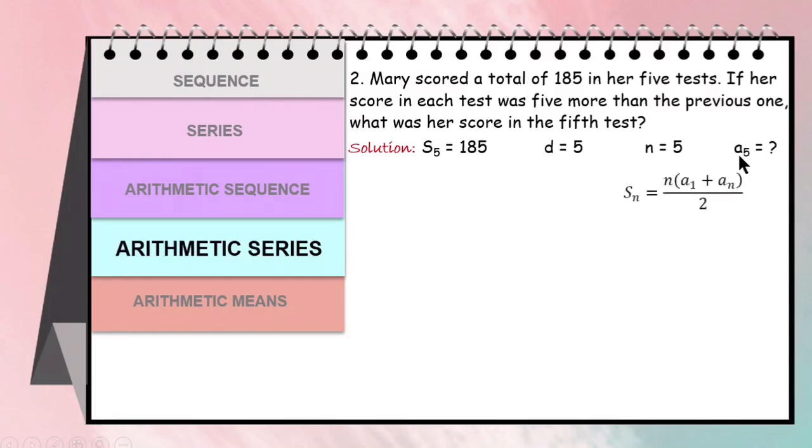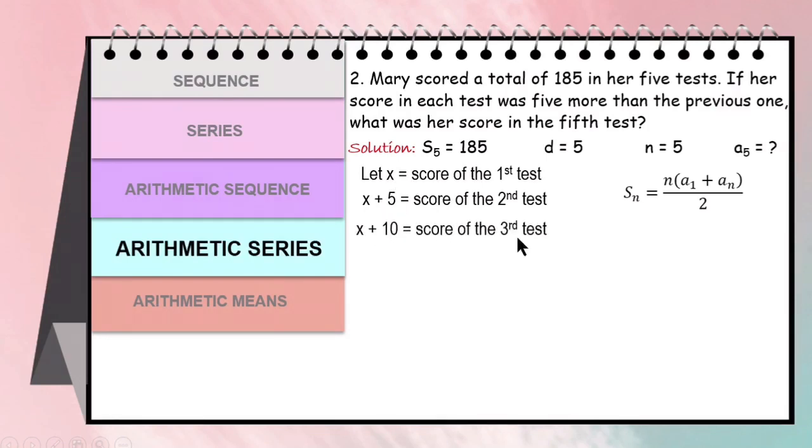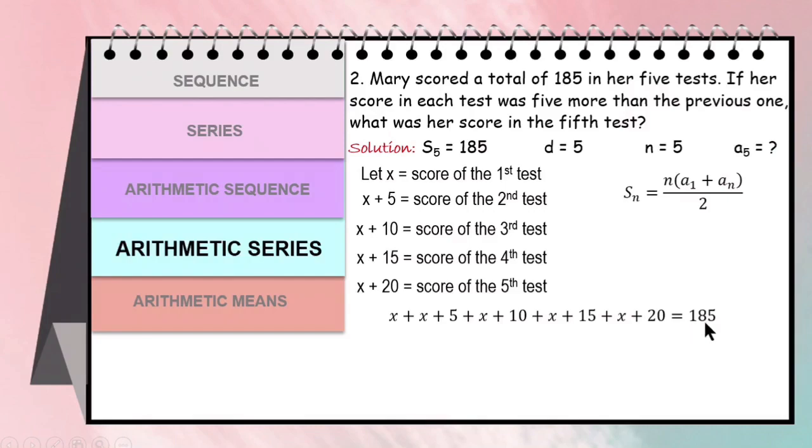We can use this formula since we are looking for the last term or nth term and we have the value of S sub n. But first, we need to find a sub 1. We can solve it by using this formula, or we can do it by representation. We let x be the score of the first test. x plus 5 equals the score of the second test. Take note, each test was 5 more than the previous one. x plus 10 be the score of the third test, x plus 15 the score of the fourth test, x plus 20 be the score of the 5th test. And the sum of all of these values should be equal to 185.